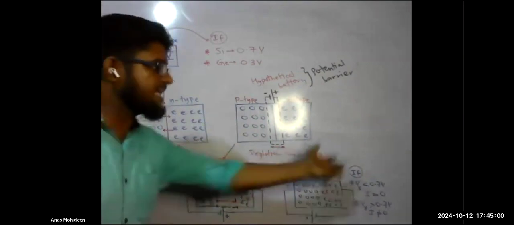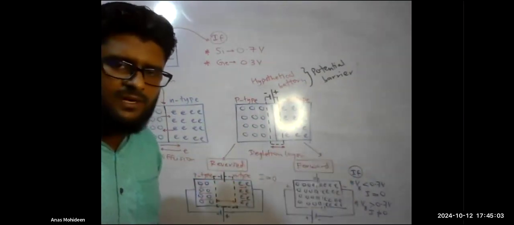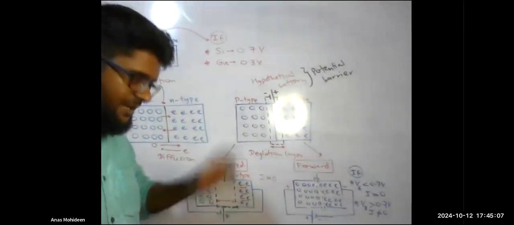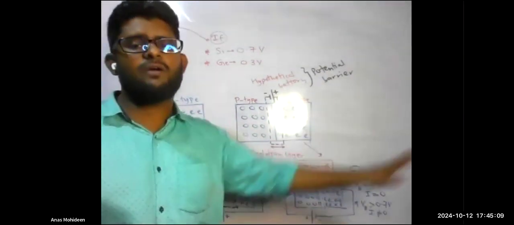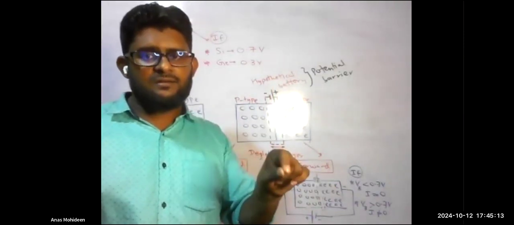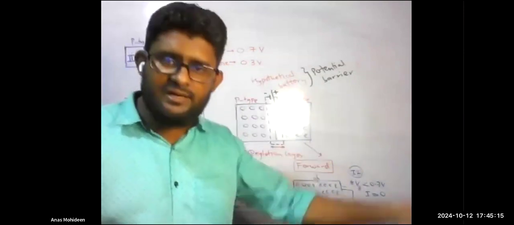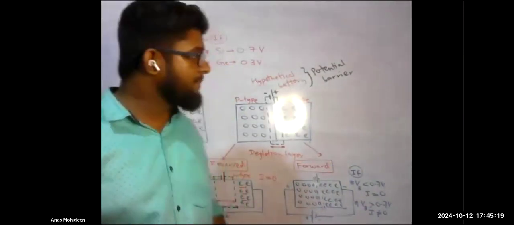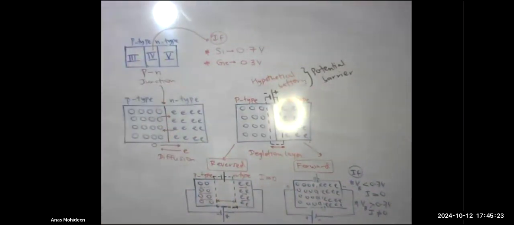Reverse bias, more than 0.7 you are giving. Will it be passing the current? No, because reverse bias means wrong connection. Even if you give more than 0.7, there won't be current passing. So whenever you want to protect the current and let the current flow only in one direction, you have to connect a PN junction, because it lets the current flow only in one direction.